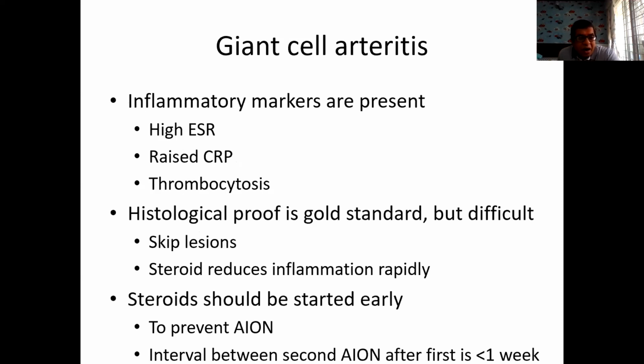They have inflammatory markers with which the diagnosis is done. Thrombocytosis is there, one more feature in this patient. So if you do a hemogram, the platelet counts actually can be high in these people.